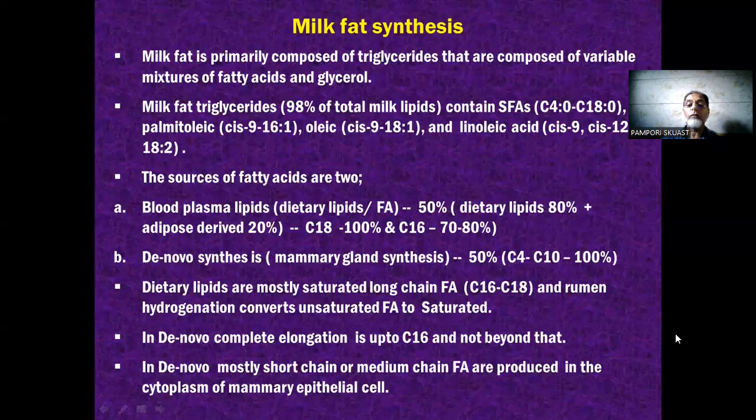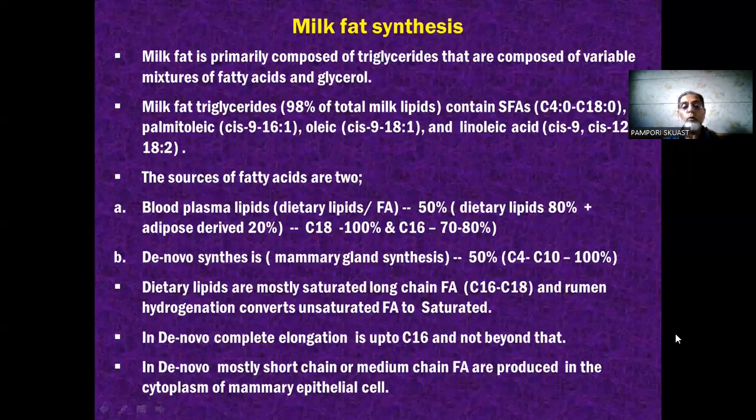That means 50% of these lipids are being provided from the blood plasma lipids, and the other 50% is being provided by de novo synthesis, or the mammary gland's own synthesis, and that 50% constitutes mostly small or medium chain fatty acids, C4 to C10. Most of these small and medium chain fatty acids are produced by de novo synthesis, whereas what comes from the blood or plasma lipids is mostly long chain fatty acids, C18, even more, C18 to C60.